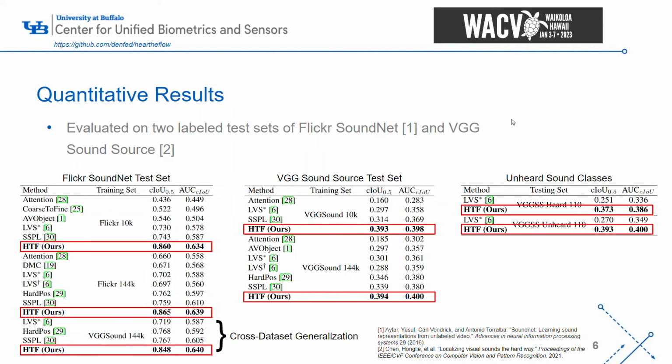And when we do this, we actually see state-of-the-art performance on all of the benchmarks in visual sound source localization, and by a pretty significant margin, in some cases 5 to 10% improvement. And we see a further improvement in cross-dataset generalization experiments and when we test on unheard sound classes.